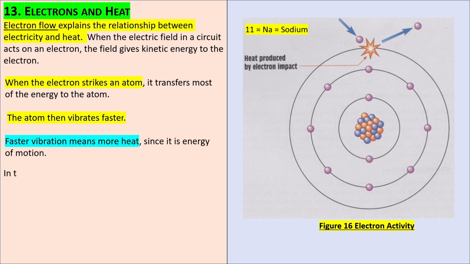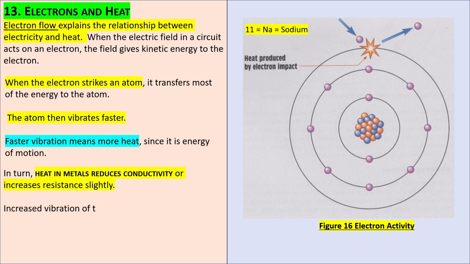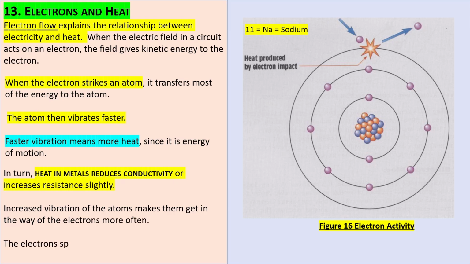In turn, heat in metals reduces conductivity or increases resistance slightly. Increased vibration of the atoms makes them get in the way of electrons more often. The electrons spend extra time on deflecting courses instead of going straight ahead.